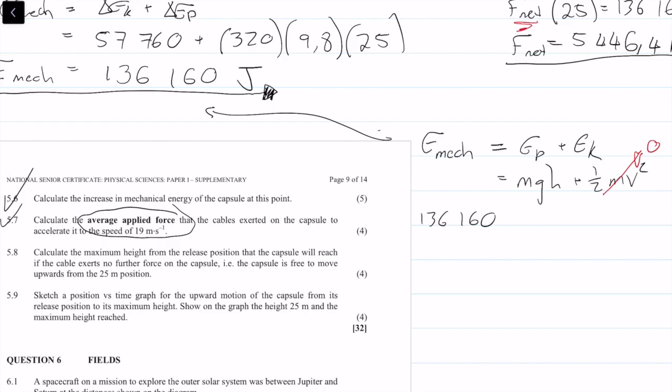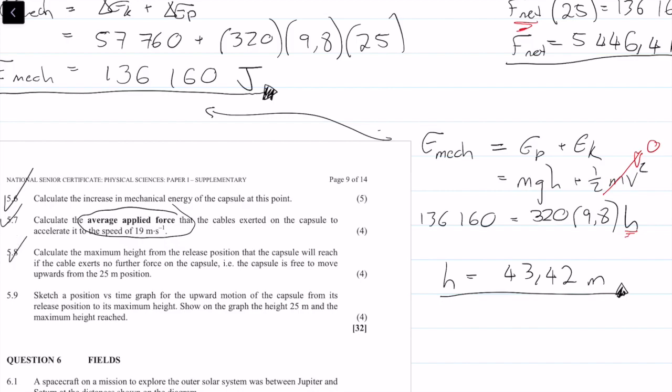136,160 is equal to mass of 320 times 9.8 times g, and what height can we get to? The only unknown here is our height, so we can calculate the height. H is equal to 43.42 meters, and that's the height. Okay, and we get 4 marks there.